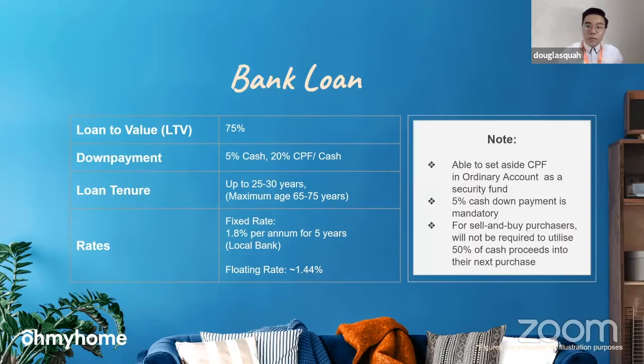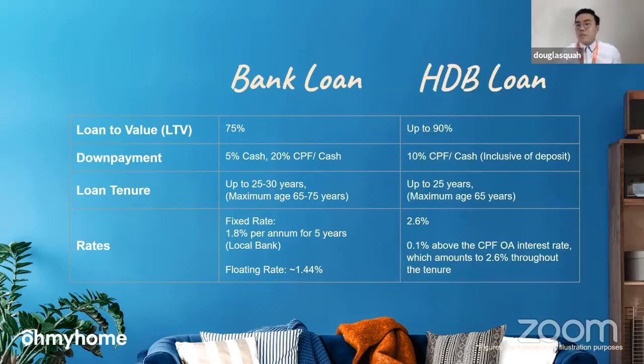Some things for you to take note when looking into bank loans. So for bank loans, one can set aside their CPF in their ordinary account as a security fund without wiping out everything in their CPF OA account. And of course, taking a bank loan, the 5% cash down payment is mandatory. For those doing sell and buy, they will not be required to utilize 50% of their cash proceeds from their sales into the next purchase. So let's look at the HDB loan for now.